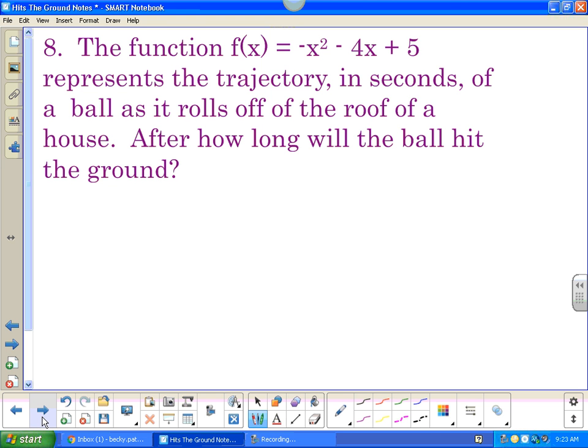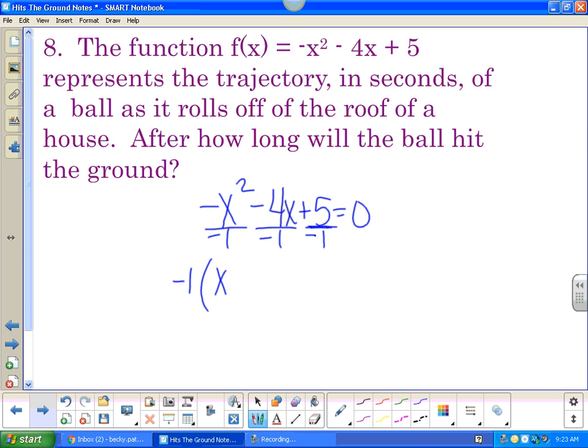Okay. Number 8. That function represents the trajectory in seconds of a ball as it rolls off of the roof of a house. After how long will the ball hit the ground? Okay, well, hits the ground means set it equal to 0. Okay, they don't have anything in common, but remember we said if there's a negative in the front, you have to take it out. So I'm going to take a -1 out. I can't take an x because he doesn't have an x. But I am going to divide everybody by -1. So that's x squared plus 4x minus 5.